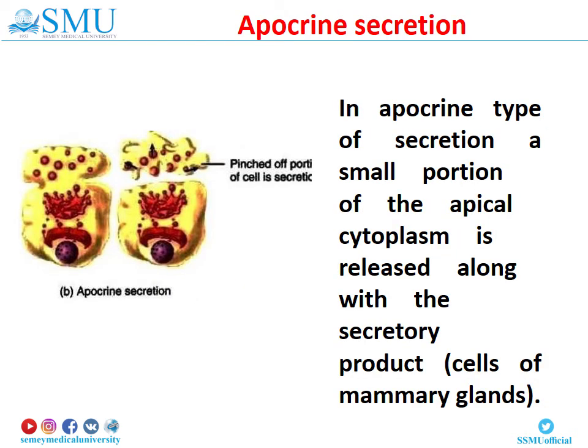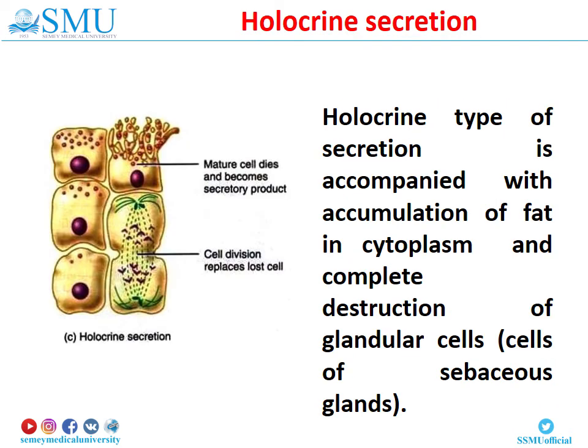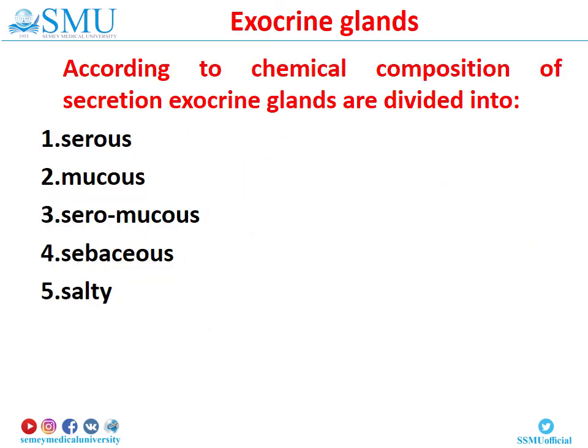Apocrine secretion. In apocrine type of secretion, a small portion of the apical cytoplasm is released along with the secretory product. Example, cells of mammary glands. Holocrine secretion. Holocrine type of secretion is accompanied with accumulation of fat in cytoplasm and complete destruction of glandular cells. Example, cells of sebaceous glands.